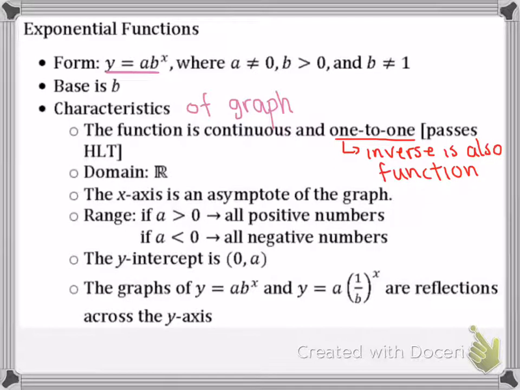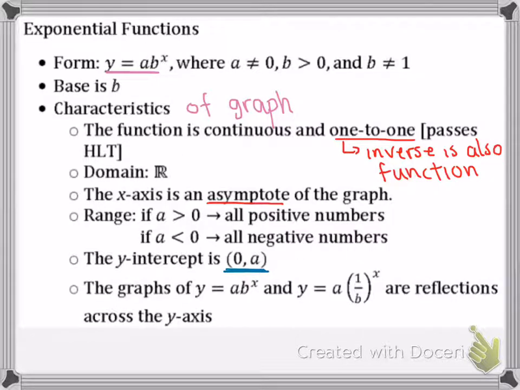The domain of an exponential curve is all real numbers. The x-axis is an asymptote of the graph, and we'll come back and talk about what this term asymptote means when we're together. The range depends on whether my a is positive or negative. If my a is positive, then my range is all positive numbers. If my a is negative, then my range is all negative numbers. Now, the y-intercept is always (0, a). So that a value tells me my range as well as the y-intercept.